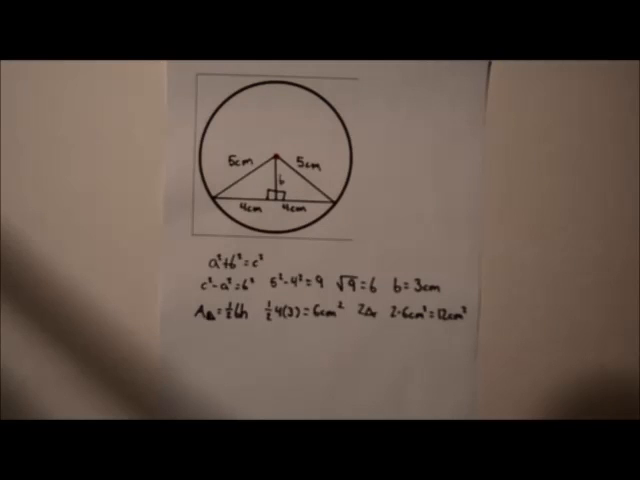In the example, I get 3 centimeters to be the height of the triangles. Now we can solve for the area of a single right triangle, using 1/2 base times height. In the example, I get 6 centimeters squared as the area of one right triangle. Then, since there are two congruent right triangles, I must multiply the area by 2, and I get 12 centimeters squared.